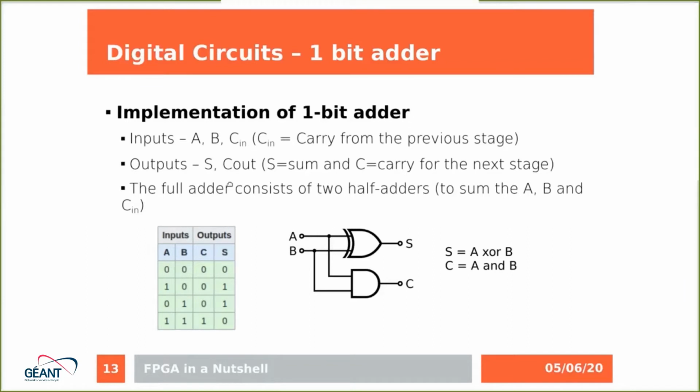The 1-bit adder typically consists of two half adders, where the half adder has two inputs, A and B, and this half adder generates the carry for the next stage, which is the output C, and the value of the sum. If we write down the truth table and fill in the outputs, then we can infer the equations: the sum is equal to A XOR B, and the carry to the next stage is equal to A AND B. This is the half adder.